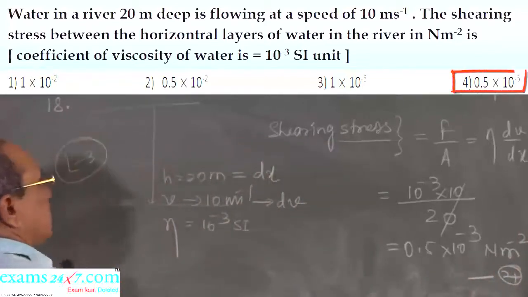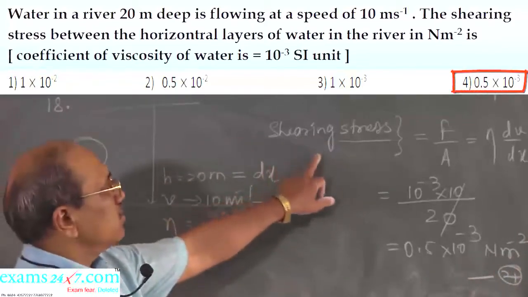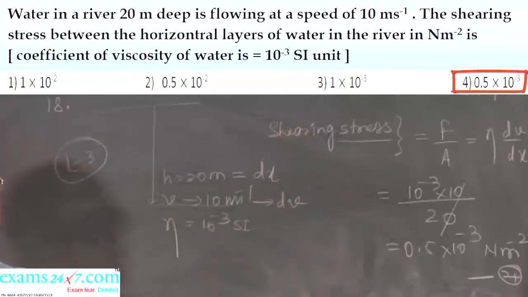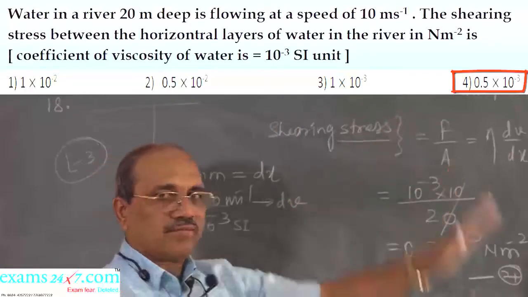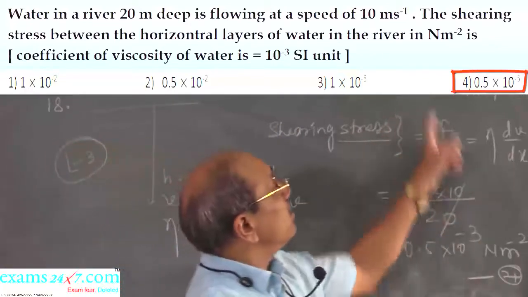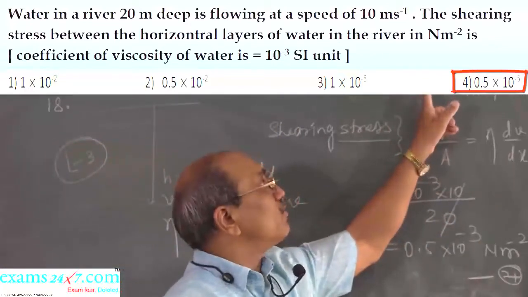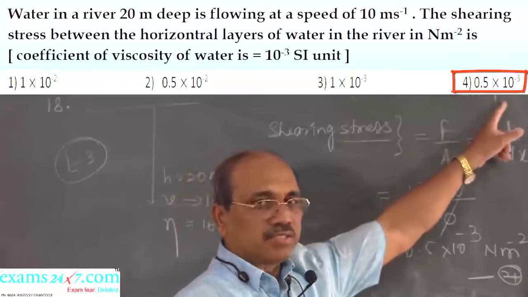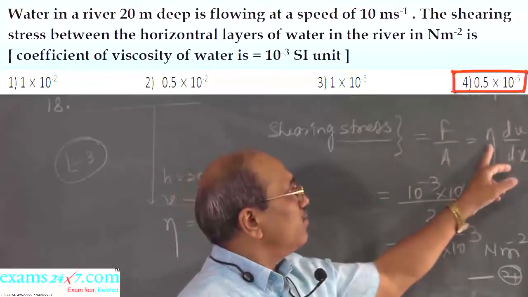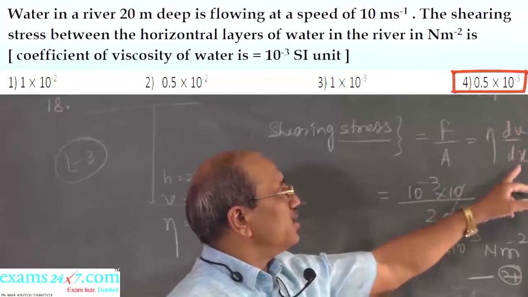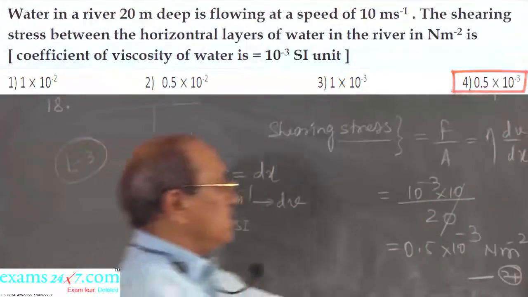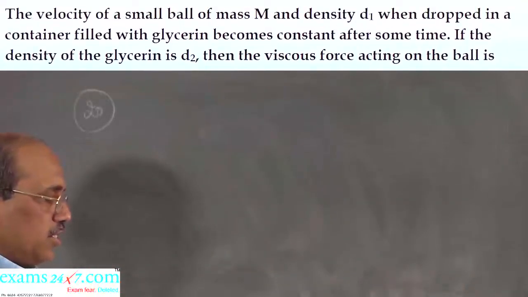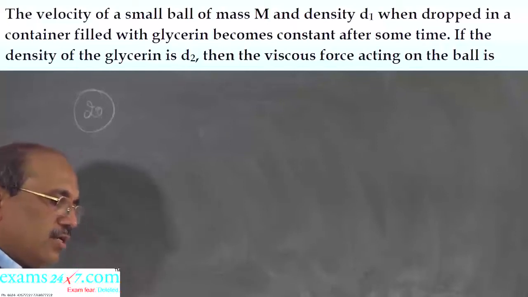Because of lateral thinking here: shearing stress, when you think in fluid dynamics, you cannot have a solution. But the concept of stress is force by area. This force by area you take into the equation of Newton's formula A dV by dx into η. You are given the coefficient of viscosity, velocity and distance; substitute and find the answer. It is a level 3.